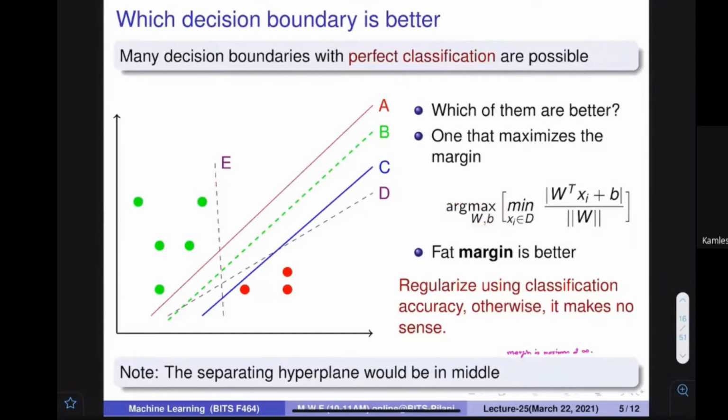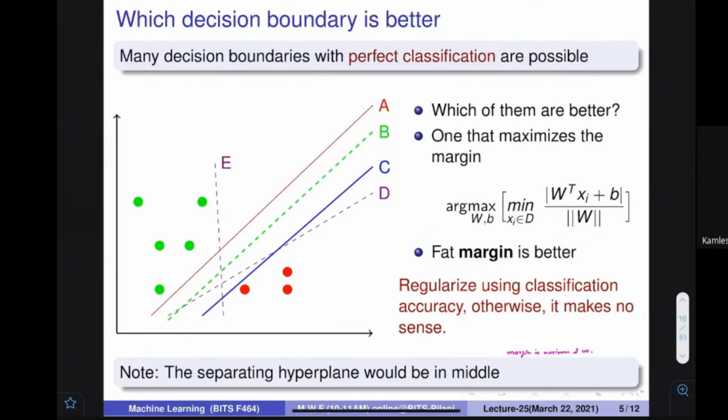Your line is better when this particular quantity is larger. So argmax means: find the right parameters. You are going to tell me what the right parameters are, such that for all the data points, the minimum value is maximized. The minimum value is maximized. So we understand that a fat margin is better.